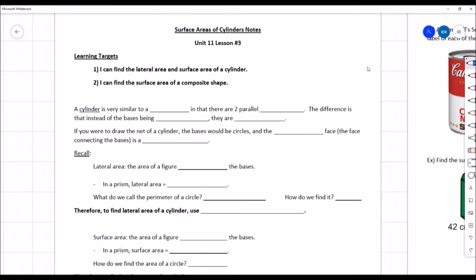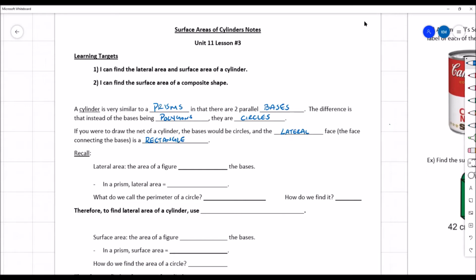Okay, a cylinder is very similar to a prism in that there are two parallel bases. The difference is that instead of the bases being polygons, they are circles. If you were to draw the net of a cylinder, the bases would be circles, and the lateral face, remember that's the face connecting the bases, is a rectangle.